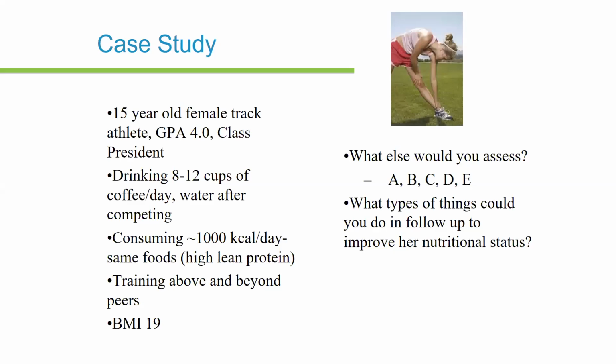Yeah, I believe this is the last slide. So we're just going to talk you through a case study, what you might think about if you were seeing a young athlete. In our case, we've got a 15-year-old female track athlete, perfect GPA, class president, so really one of those, at least in appearance, high functioning, probably very driven, possibly a bit of a perfectionist type of student.